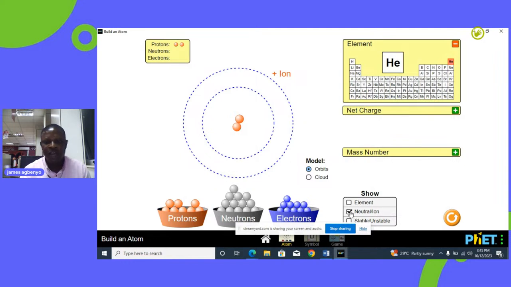You can also find out whether the atom that you have built is a neutral atom or an ion. If you want to find out, you check this box, and when you build your atom, it will tell you whether it's neutral or an ion. If you want to hide that, you can uncheck that box. You can also find out the net charge and the mass of the atom that you have built. So that is about the first page of the simulation.